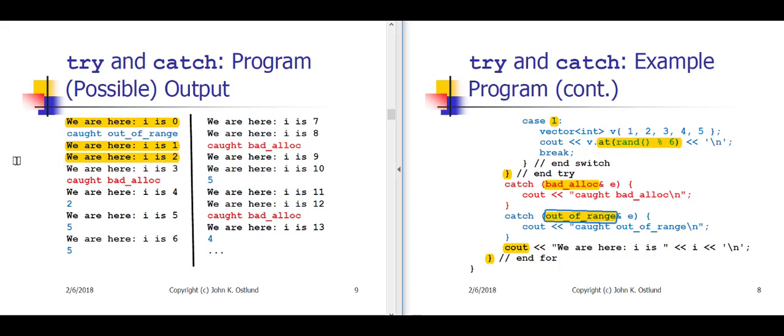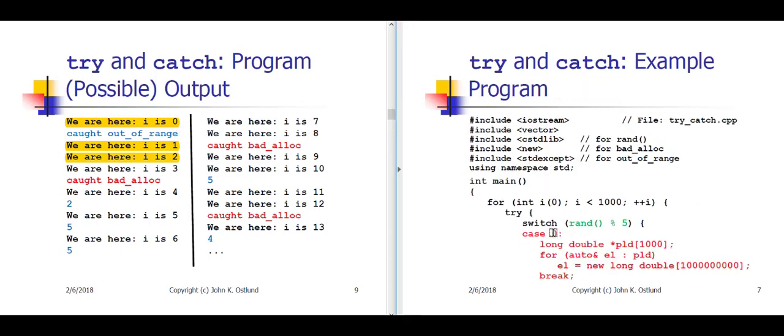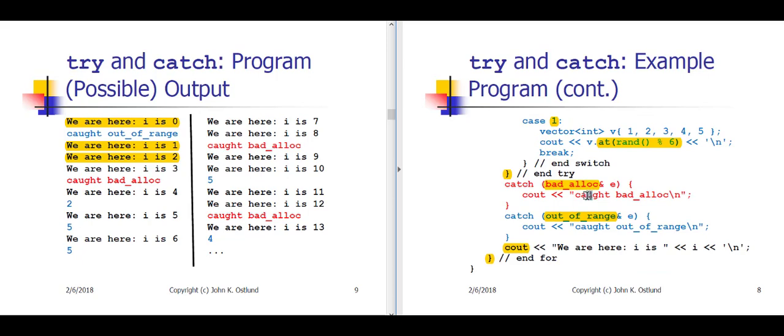Okay, the third time through the for loop, we don't cause any exception. We just get told "we are here, i is 2". The fourth time through, the same thing. The fifth time through, in the switch expression, we evidently get a 0, and so this generates a bad_alloc exception. That gets caught in the first catch block, and we display "caught bad_alloc". After that, we fall down to the blank cout statement, and we display "we are here, i is 4". Remember that i's value is always 1 behind the actual iteration through the loop. So we just finished the 5th iteration through the loop.